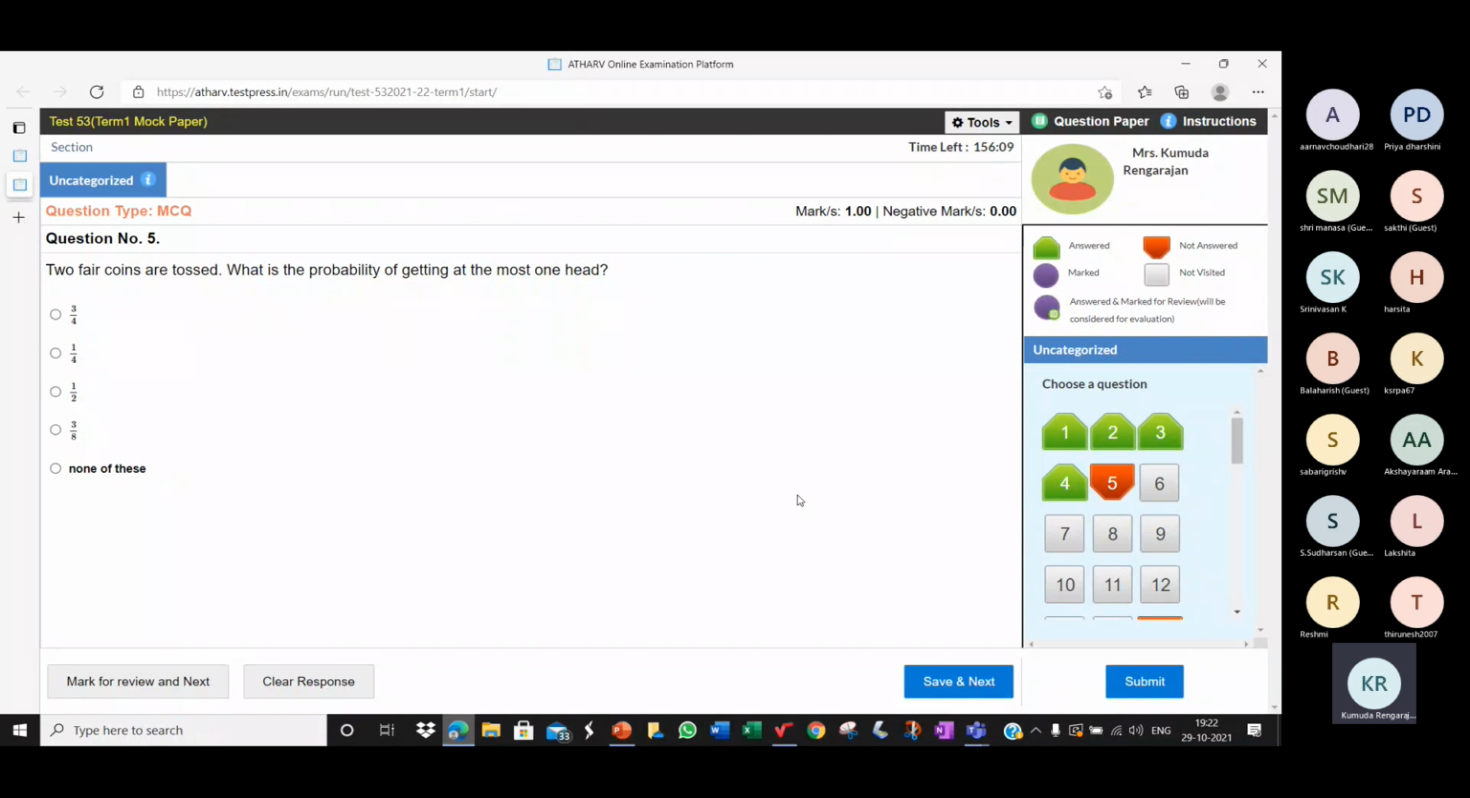What are the outcomes, children? When two coins are tossed, what are the outcomes? HH, HT, TH, and TT. At most one head. 1/2, ma'am. No, at most one means it is 3/4, ma'am. 3/4.